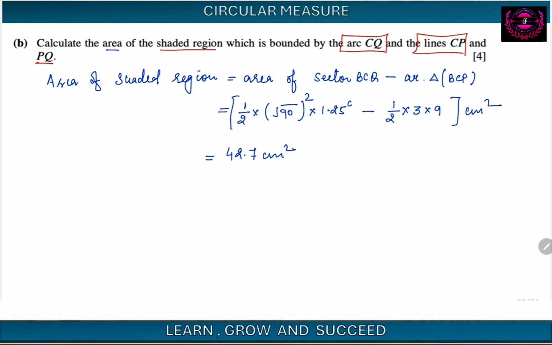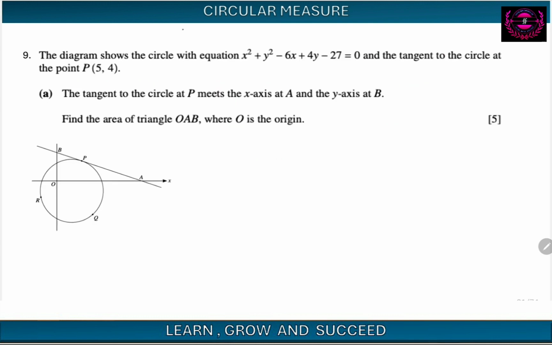Let's move to the next question. Read question number 9. The diagram shows the circle with equation this, and tangent to the circle at P (5, 4). So P is given as 5 and 4. The tangent to the circle at P meets the x-axis at A and the y-axis at B. Find the area of the triangle OAB. O is the origin.